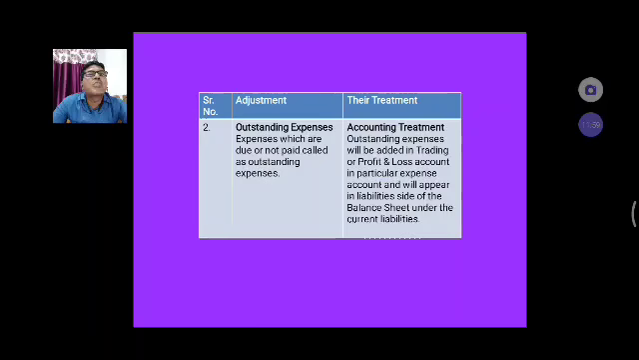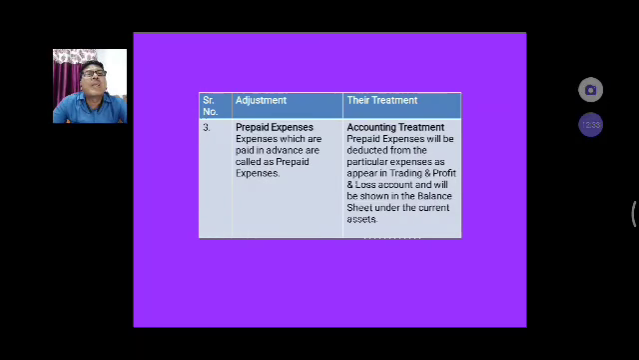Second, outstanding expenses. Expenses which are due or not paid are called outstanding expenses. The accounting treatment: outstanding expenses will be added in the trading account or profit and loss account to the particular expense account and will appear in the balance sheet under current liabilities.